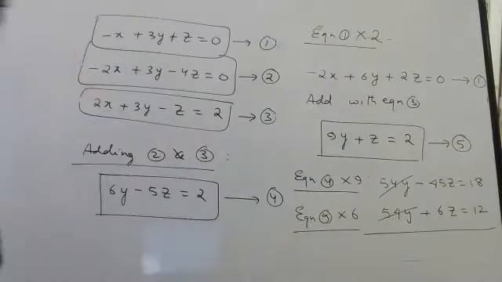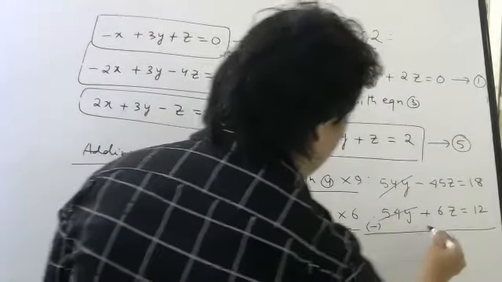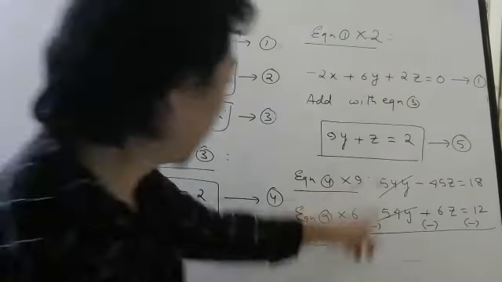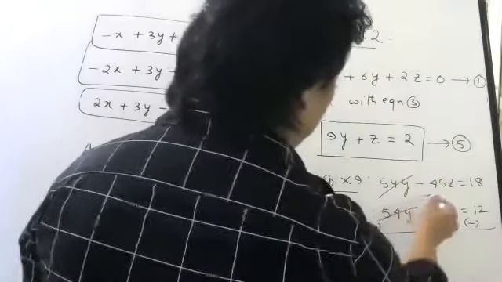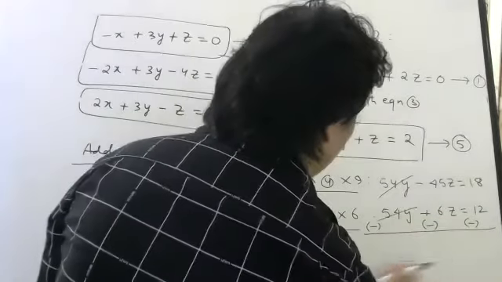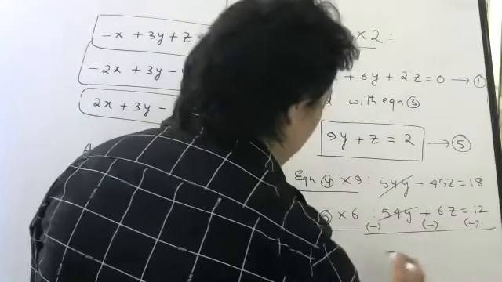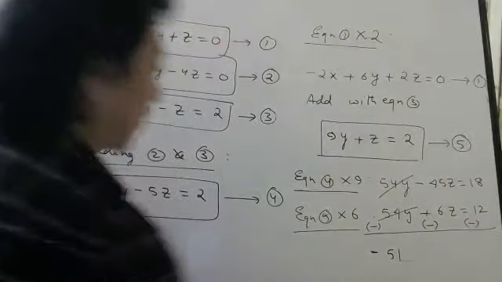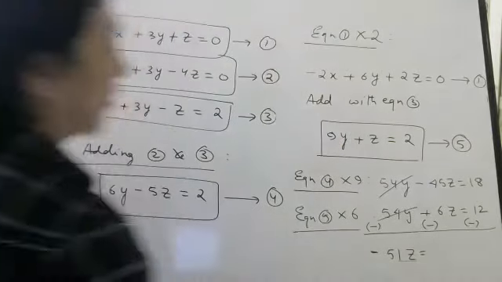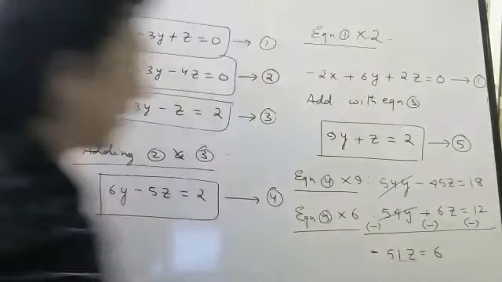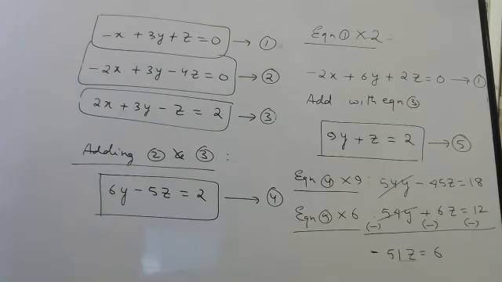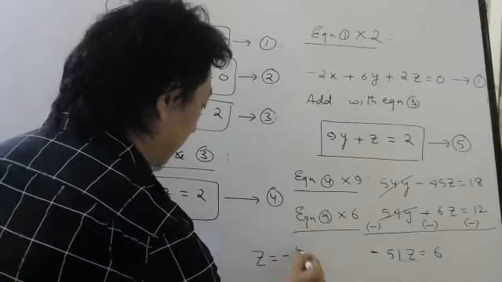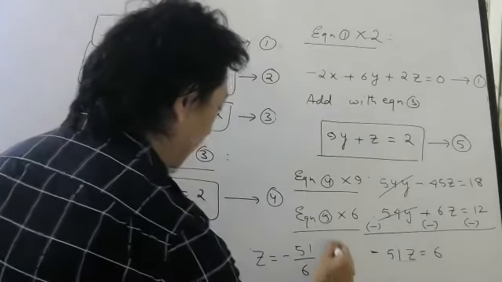Get lost? But first you subtract. Because you are getting 54, 54, so you have to subtract. If you subtract, 54, 54 will cancel. So minus, minus to be plus. So it will be minus 51z equals to 6. Right? Check once, all of you. So z will be finally minus 51 by 6 amperes.